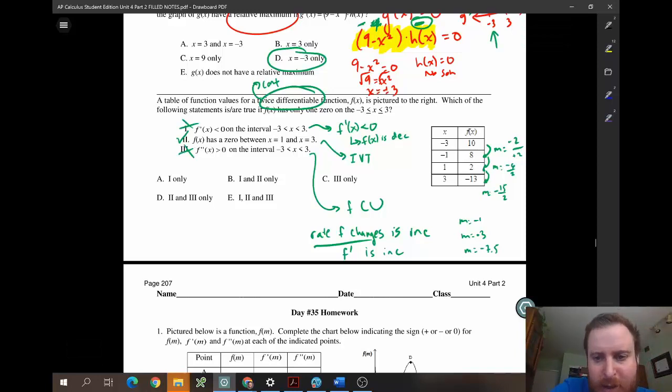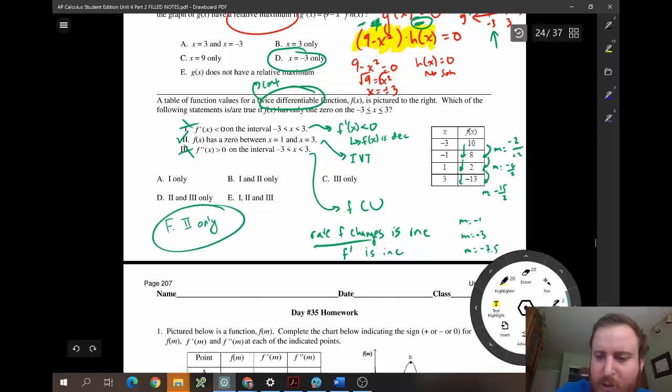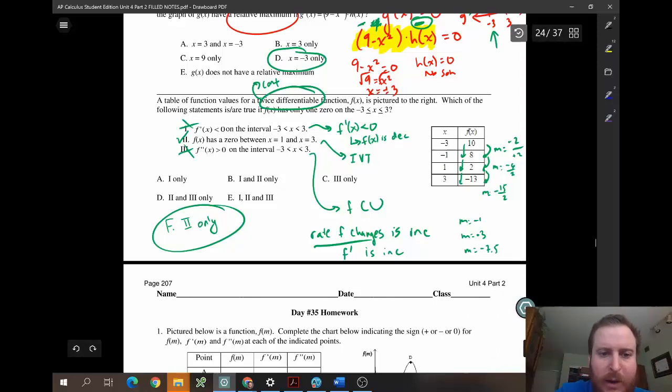Even though it looks like it's decreasing, going 10 to 8, 8 to 2, 2 to negative 13, we can't say for sure that it's less than 0 on that entire interval, because maybe somewhere in there it would have been positive. So this one would have been 2 only, and that's actually not even an option. They may have, I don't remember if this was on an exam or written by another teacher, marked that as correct. Maybe they chose 1 and 2 because these are decreasing.